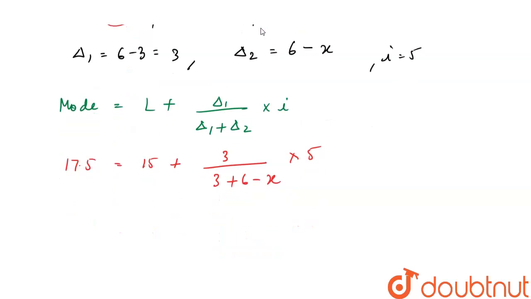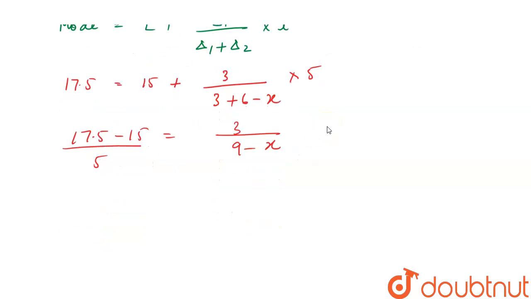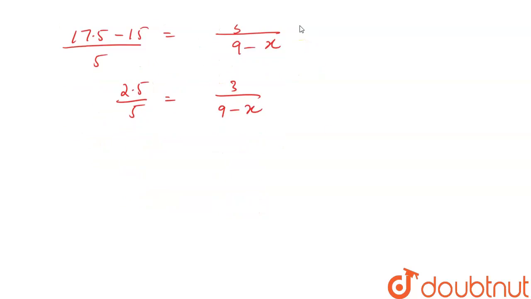So moving forward, what will we get? Here we get 17.5 minus 15 equals, this 5 will go over here, 5 upon 9 minus x. So 17.5 minus 15 will be 2.5, and here we have 5 into 3 upon 9 minus x. So we can write it like this, 25 upon 50 equals 3 into 1 upon 9 minus x.